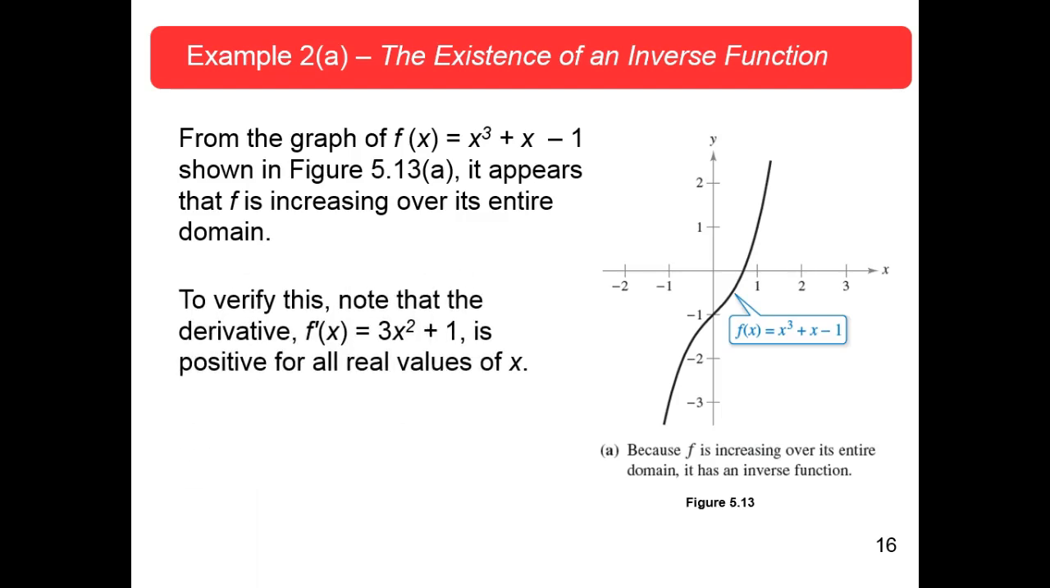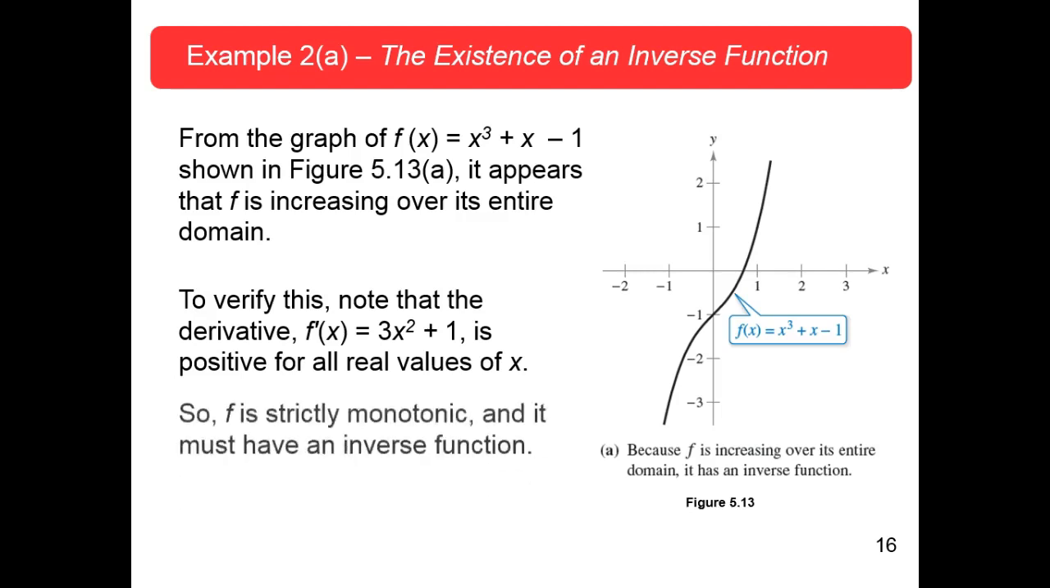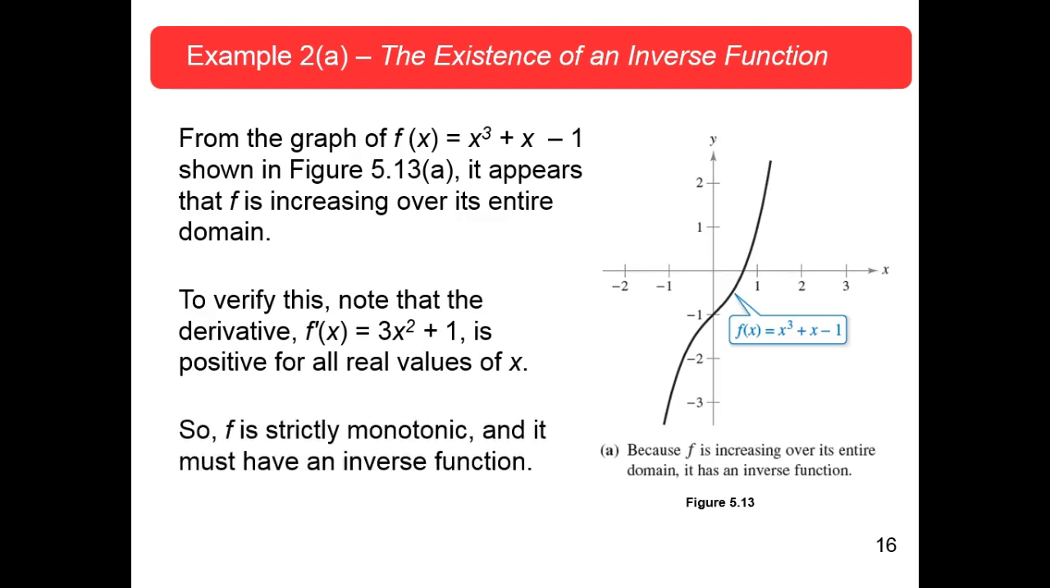To verify this, note that the derivative, f prime, is 3x squared plus 1. And that is always positive for all real values of x. So that means f is an increasing function because its first derivative is always positive. So f is strictly monotonic, meaning always increasing.